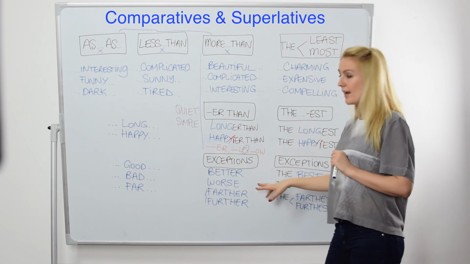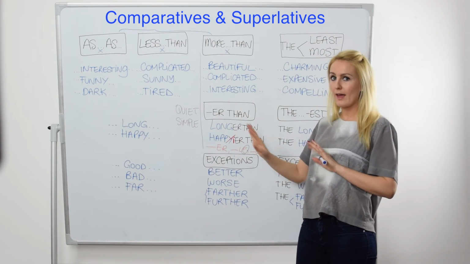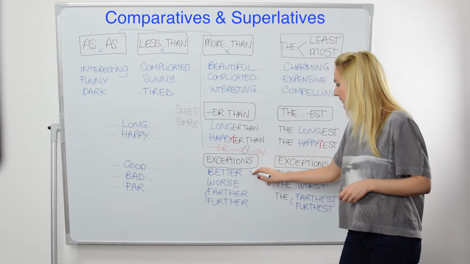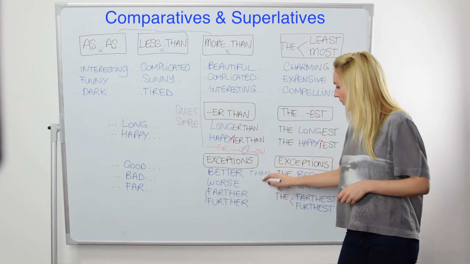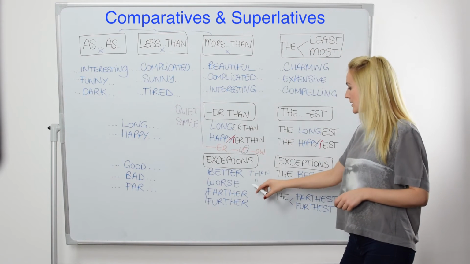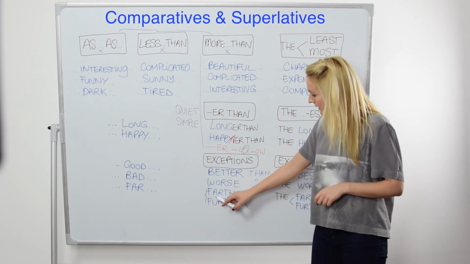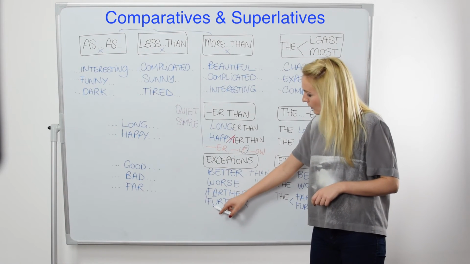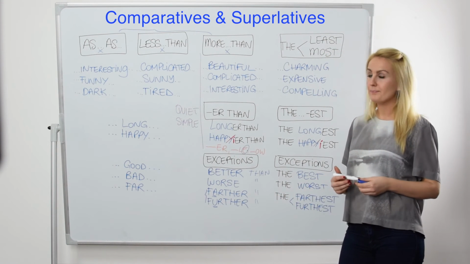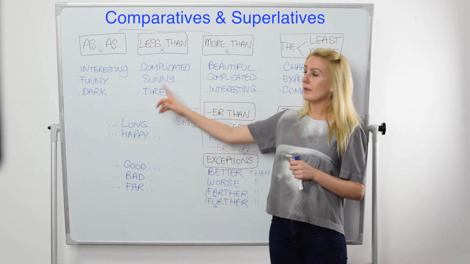However, here they change quite radically. Good, we do not say more good than or gooder than, that is wrong. We just change it completely and we say better than, worse than, so that's bad. We don't say badder or more bad, we say worse than. Far becomes farther or further, your choice. You can either keep the A or change it for a U. Farther or further than. So that was the final option of the three comparatives.